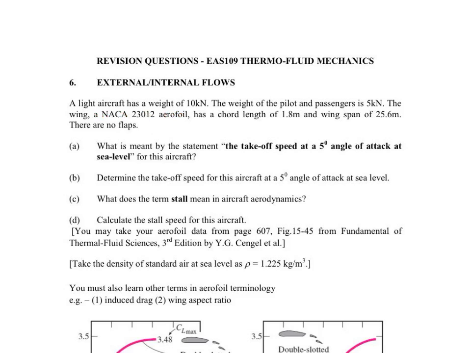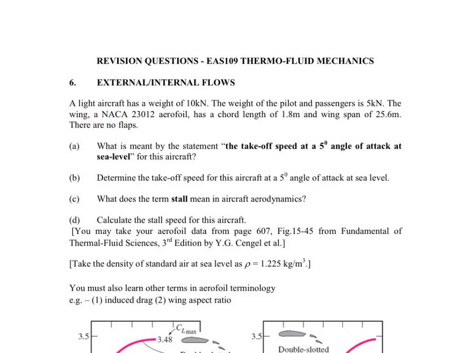Remember that the new name for NACA, the organization that certifies and standardizes aerofoil names and dimensions, is called NASA. So NACA is the old name for NASA, National Aeronautics Space Administration. You're told that this aerofoil has a chord length of 1.8 meters and a wingspan of 25.6 meters, and for this light aircraft there are no flaps.